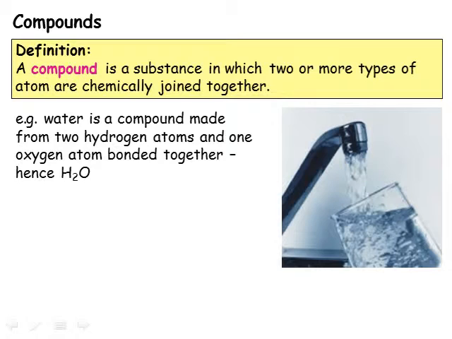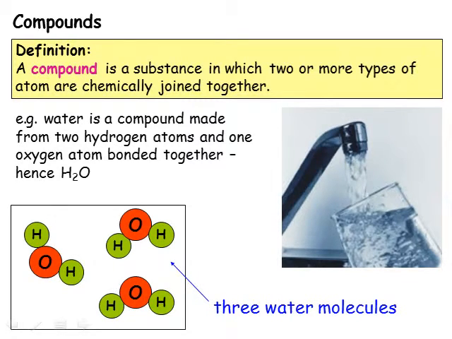The chemical formula H2O tells us that every water molecule contains two hydrogen atoms and one oxygen atom held together by chemical bonds.